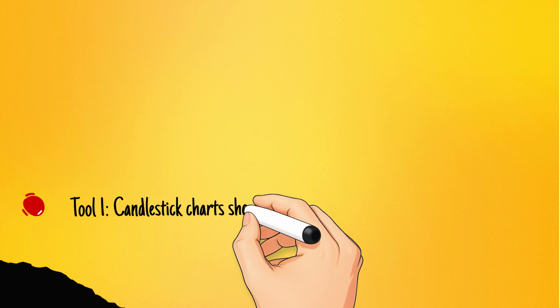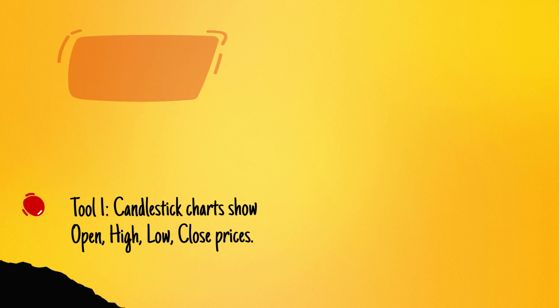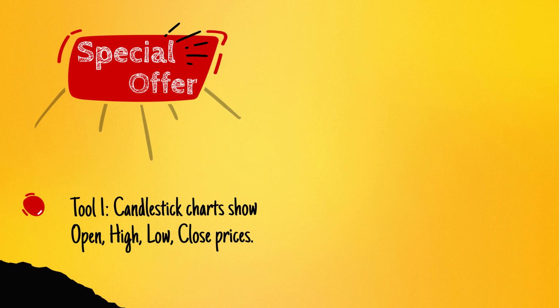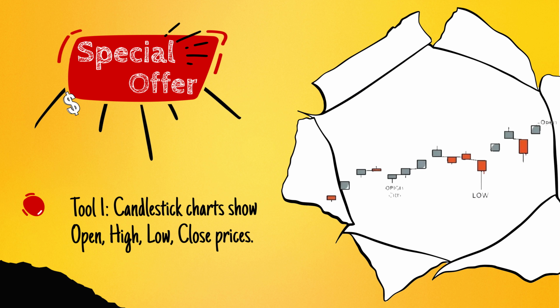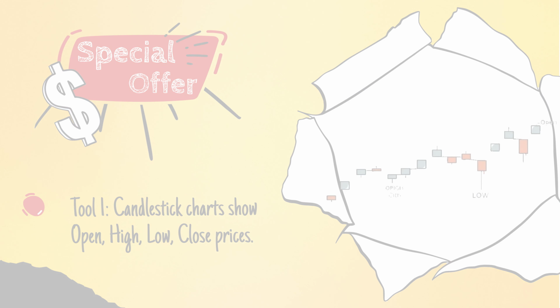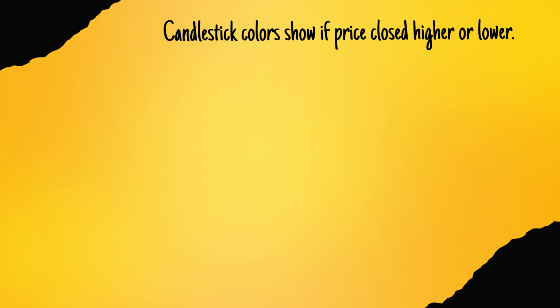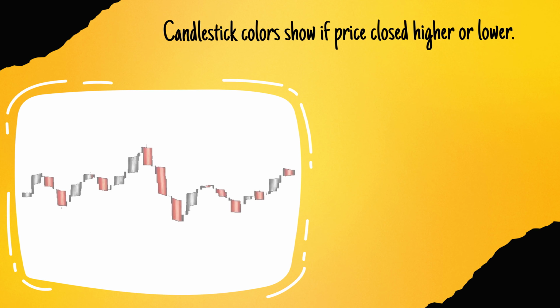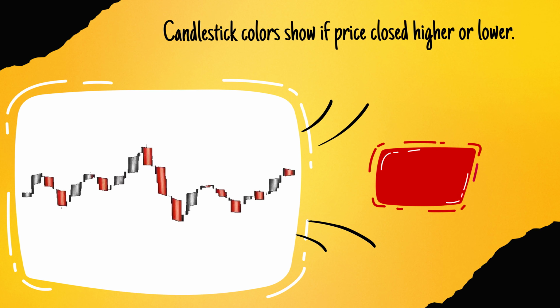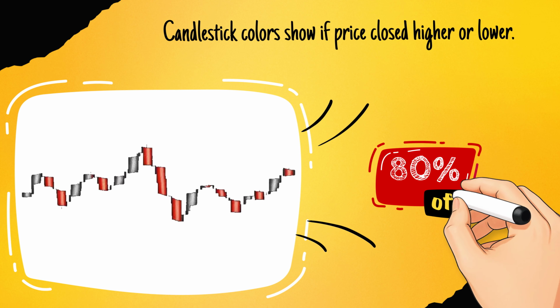Tool 1. Candlestick Charts. This is the most popular chart type. A single candlestick tells you 4 things about a time period: the open, high, low, and close price. The color of the body, typically green or red, tells you instantly if the price closed higher or lower than it opened. This helps you read market sentiment at a glance.